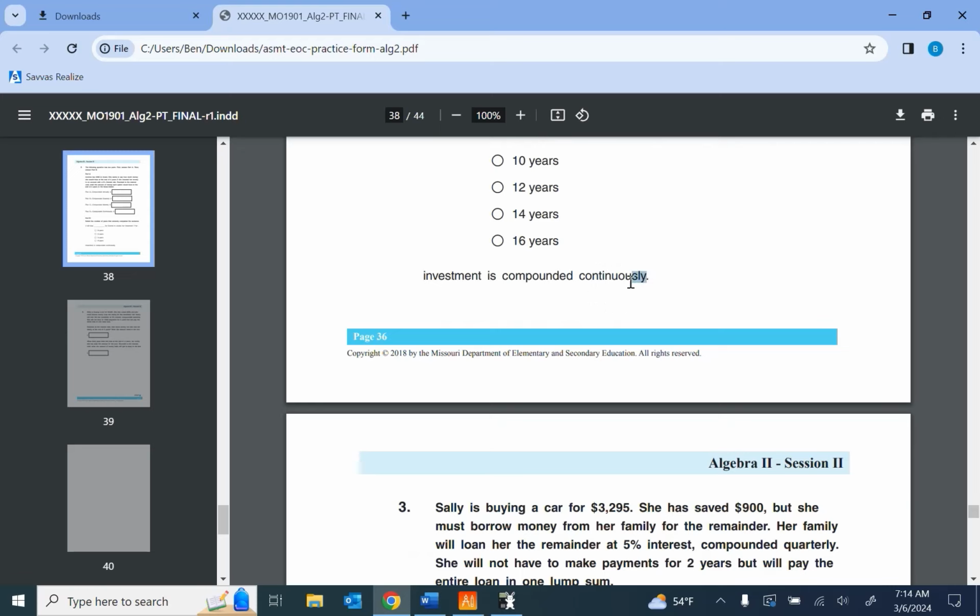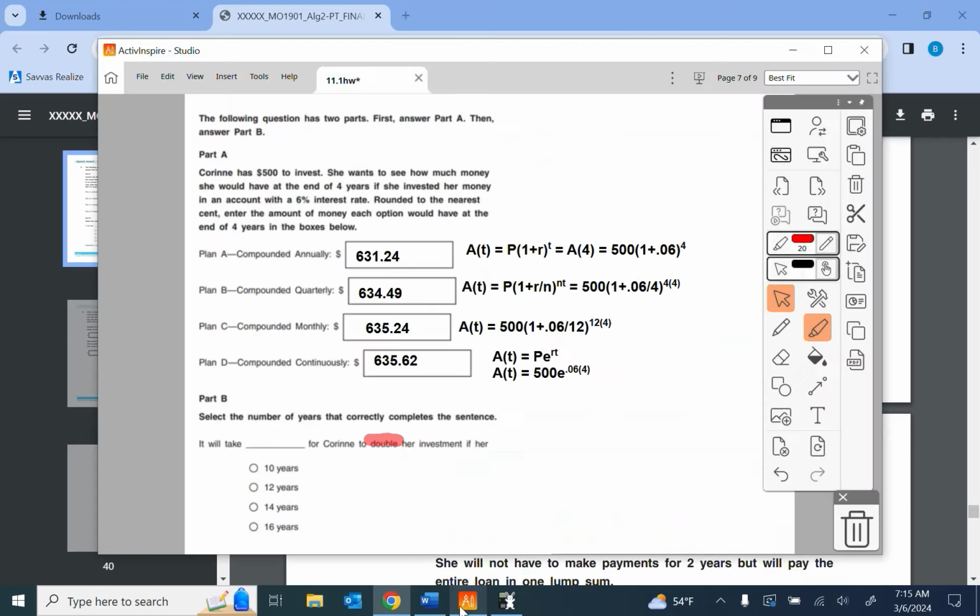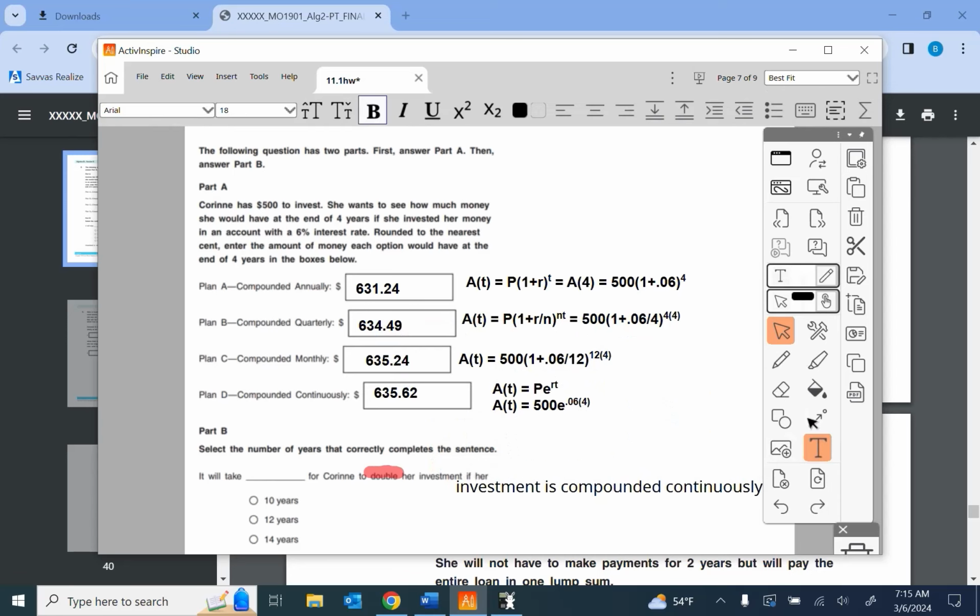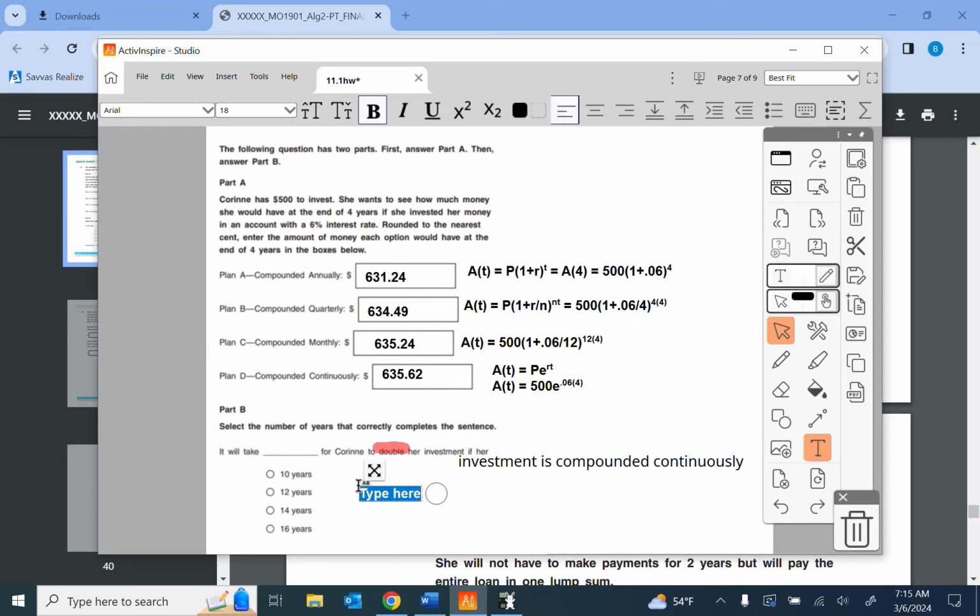Investment is compounded continuously. That's what we need. So if it's going to double, it's going to turn into 1,000. It says compounded continuously, that's this guy right here. 500 e to the 0.06t, and what we don't know is the time. We're going to do this one by hand.